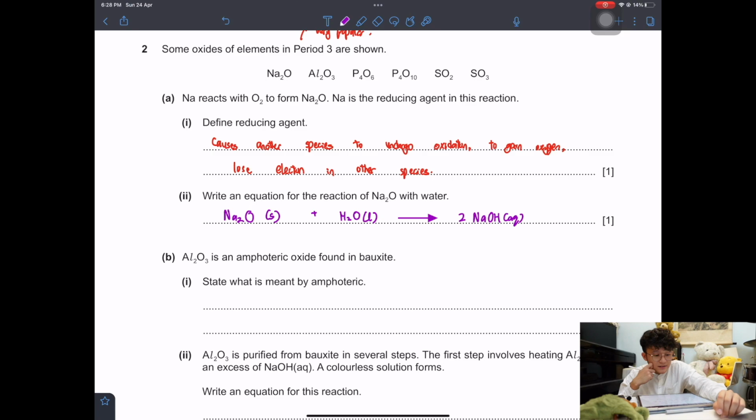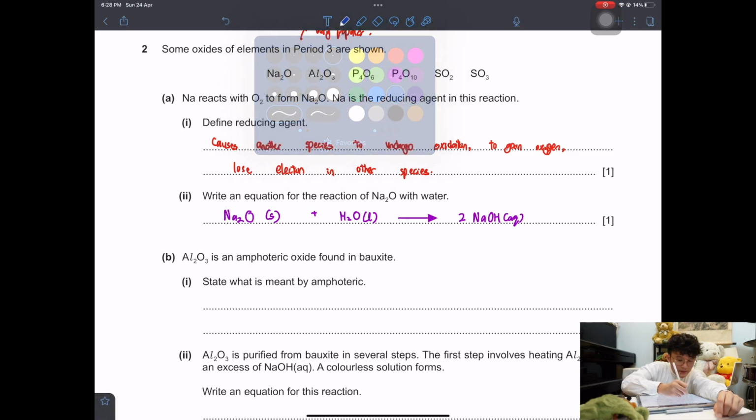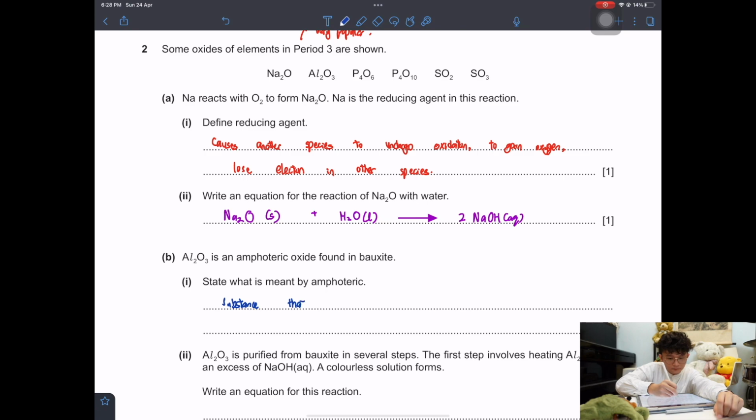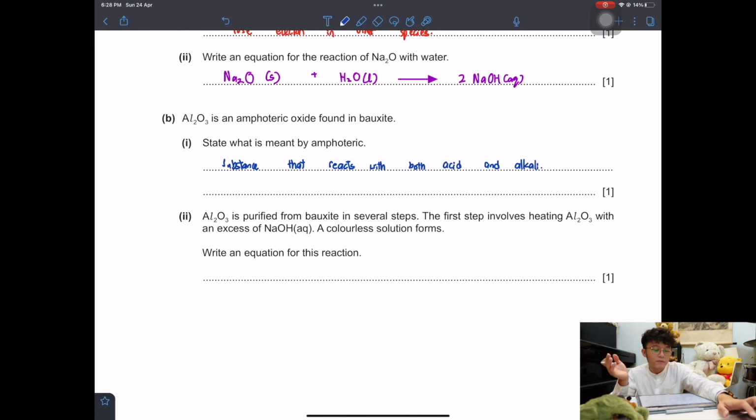What is amphoteric is pretty straightforward. Amphoteric, it's a substance that reacts with both acid and alkaline, right? So a substance that reacts with both acid and alkaline. Easy, 1 mark.